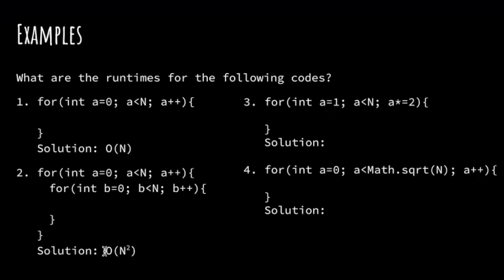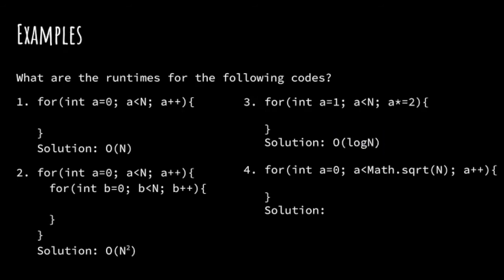The answer is big O of n squared because the outside for loop runs n times, and each time it runs, the inside for loop also runs n times. So in total, we have n times n, which is n squared. So now on to number 3. The solution will come in 3, 2, 1.